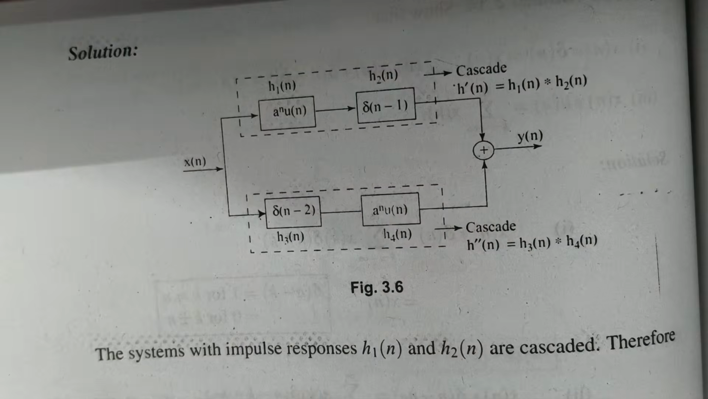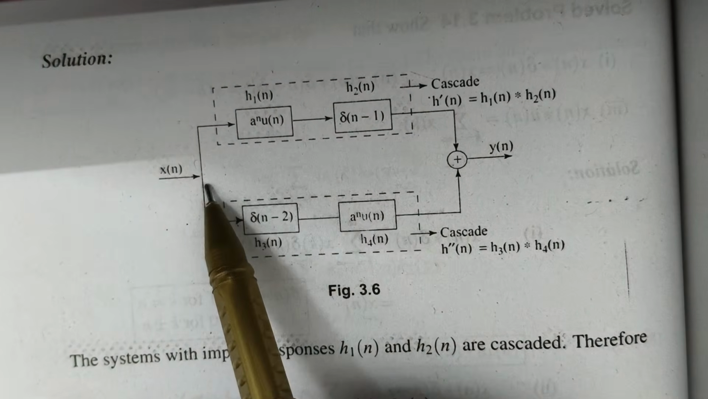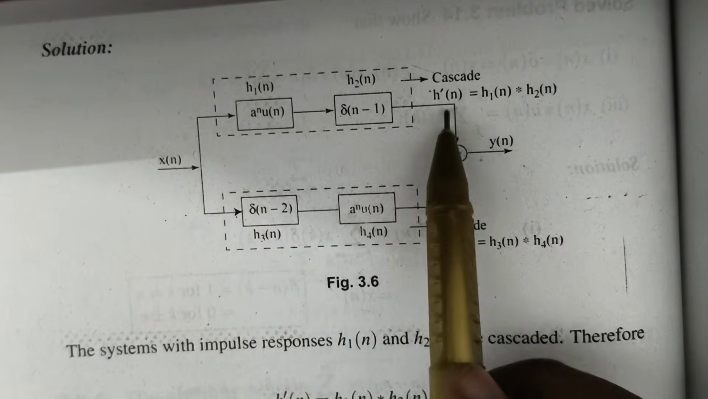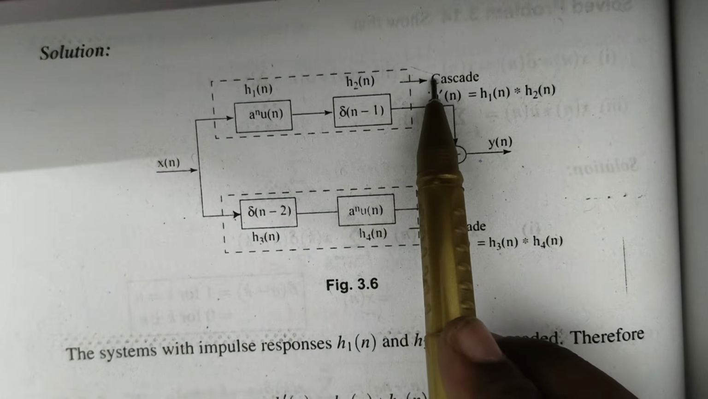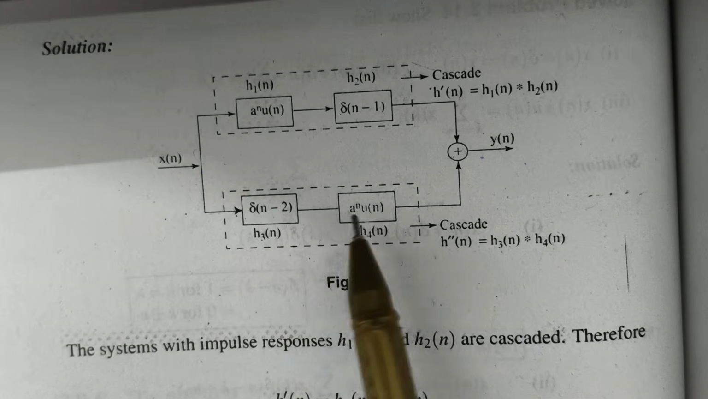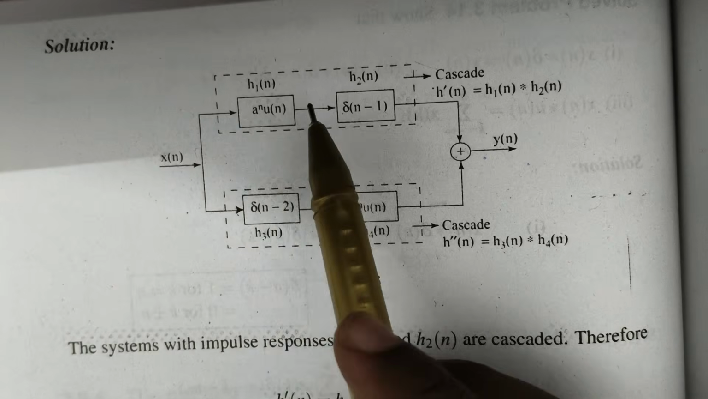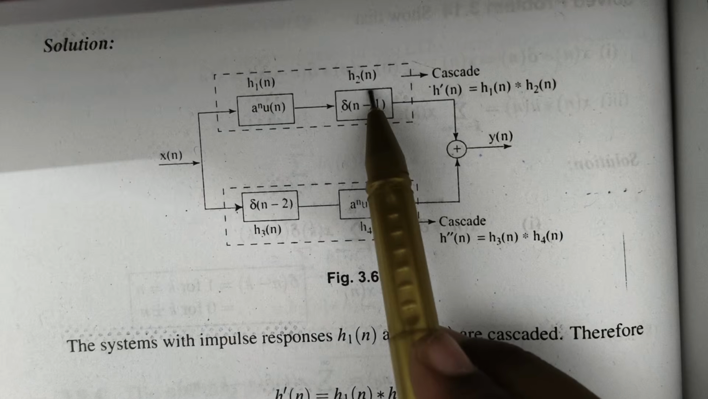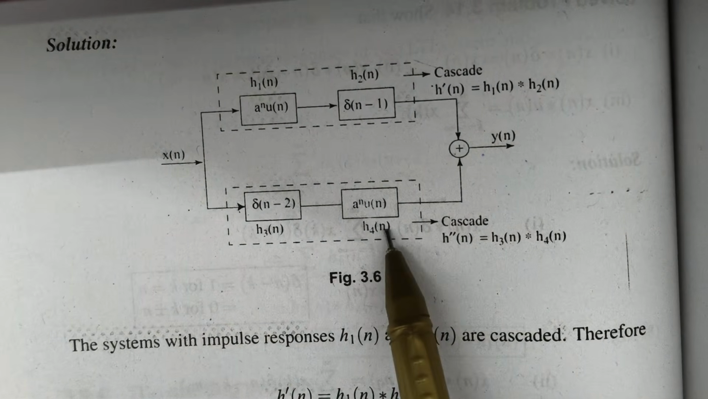Continuing with the solution part, as we were discussing earlier, you have a signal x of n, which is going to be your input. The output y of n will depend on the addition of both of these signals. These two blocks are cascaded with each other, and the below blocks are also cascaded with each other. For simple representation, I'm going to represent the first block as h1 of n and the second block as h2 of n. Similarly, I'm going to represent this as h3 of n and this one as h4 of n.